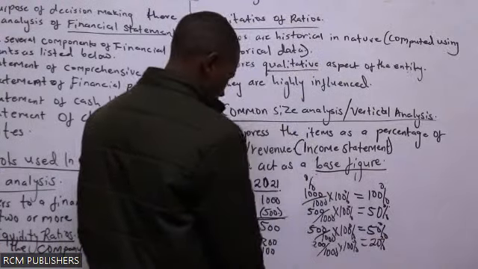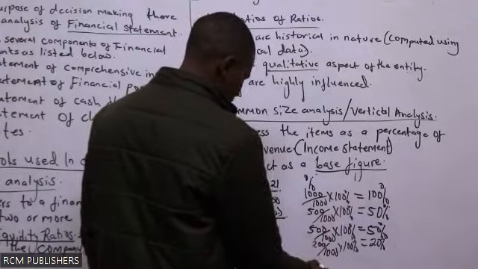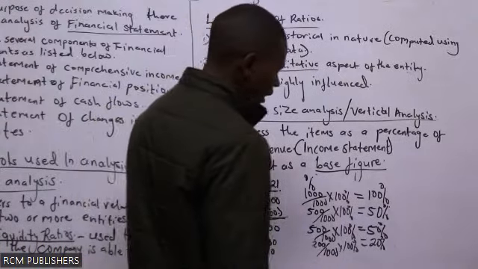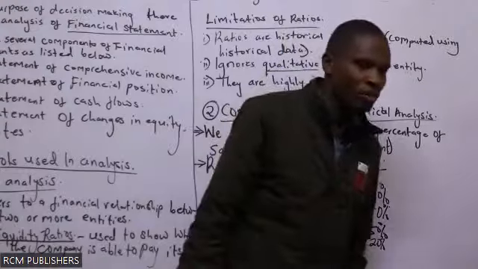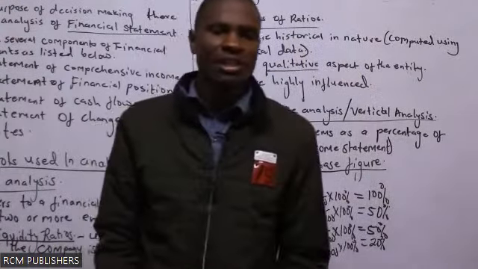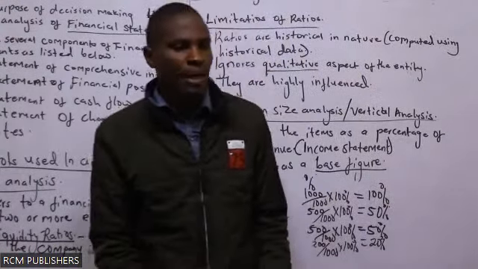What about the other one? It's 100 divided by 1,000 for distribution. Then you multiply by 100%, and you get the percentage.